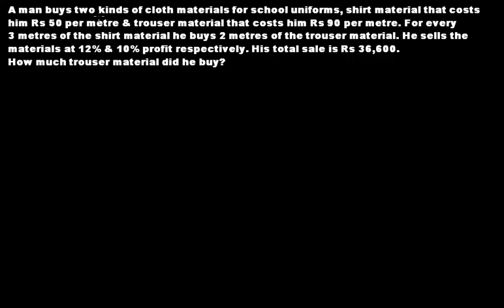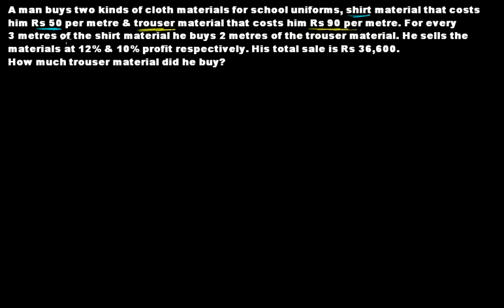A man buys 2 kinds of cloth materials for school uniforms. Shirt material that costs him rupees 50 per meter and trouser material that costs him rupees 90 per meter. So this is the rate, right? This is the rate per meter for the shirt material, and this is the rate per meter for the trouser material.